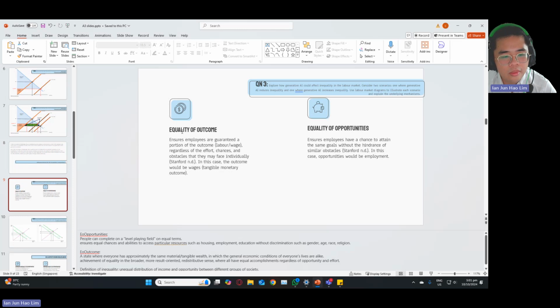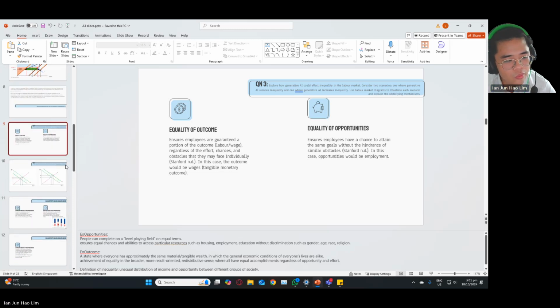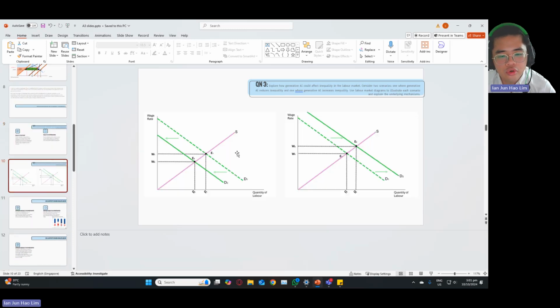Equality of outcome refers to ensuring employees are guaranteed a portion of the outcome, in this case wage and labor, regardless of the effort, chances, and obstacles that they may face. You can see here are the 2 scenarios where there's an increase in inequality and a decrease in inequality, and how it affects the wage and how it affects the quantity of labor.